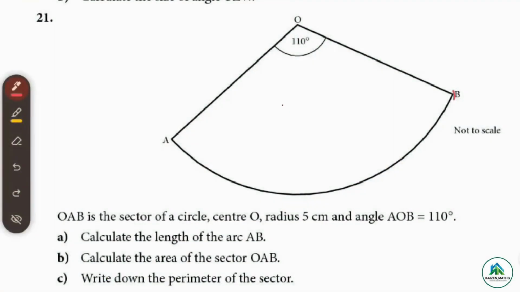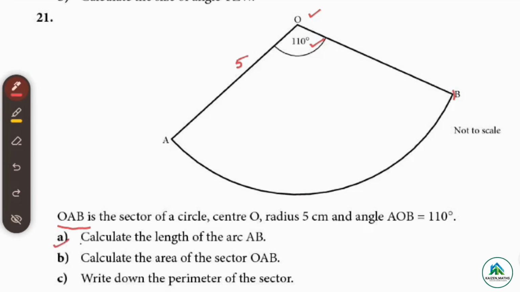We are going to discuss this exam style question. This is from paper 2. So look at this, how we will find out. Here it is given OAB is the sector of a circle, center is given O and angle is given 110. And what is the radius? Radius is 5. So how to find out?